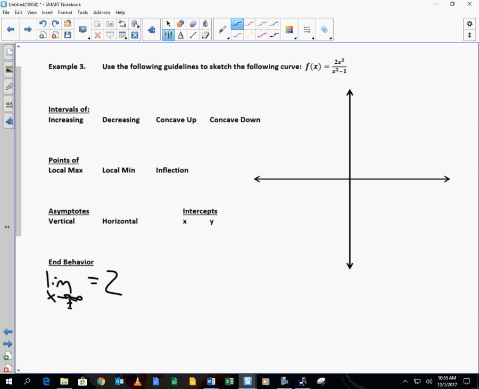So I got a horizontal asymptote of y equals 2. End behavior and horizontal asymptote in this case go together. It's a rational function. Leah? So when the end behavior comes out to be a constant like this, that means you got a horizontal asymptote. Okay? Vertical asymptote. Plus or minus 1. Very good.